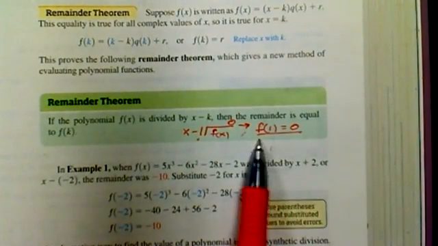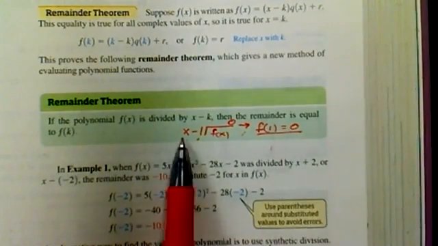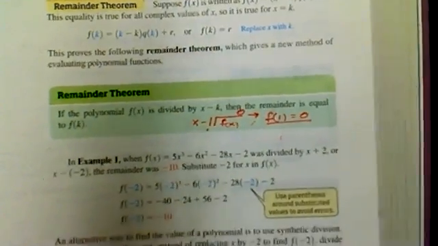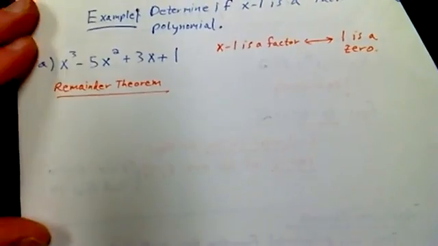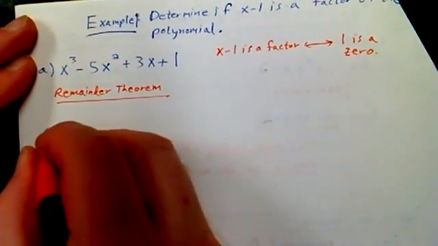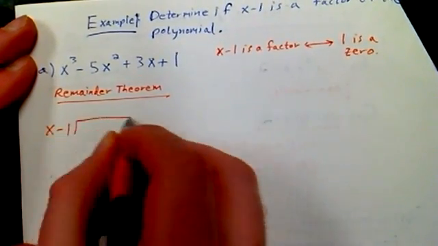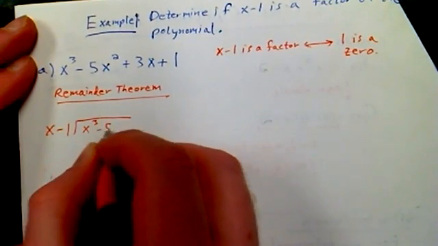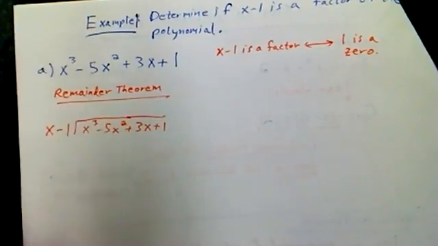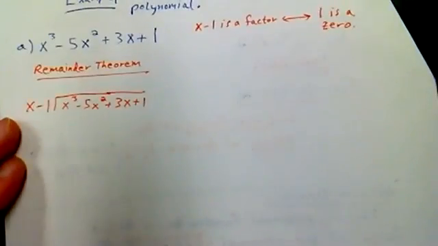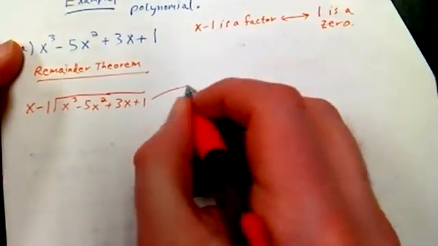So that would mean that that would be a 0, hence I know this is a linear factor. That's what our remainder theorem tells us. Okay. So what I can do in this case is I can go ahead and I can do x minus 1 into x cubed minus 5x squared plus 3x plus 1. Now, of course, a quicker way to do this is to go ahead and do our synthetic division.